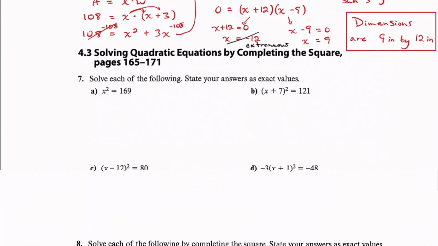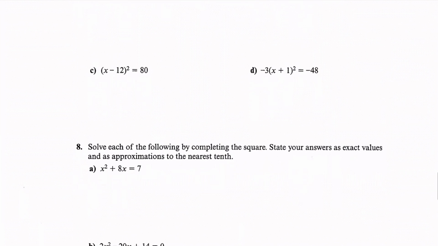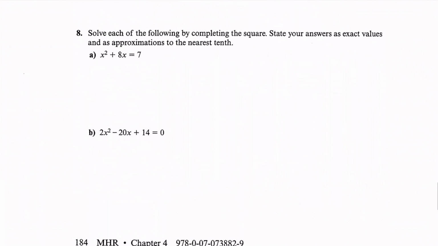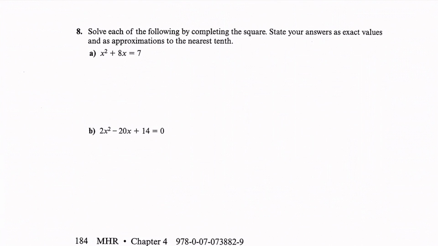From there, we're going to skip down past number 7. Those ones are a little bit easier. They're kind of related to number 8. So in number 8, it says, solve each of the following by completing the square. State your answers as exact values and as approximations to the nearest tenth. So we are going to do part B together here.